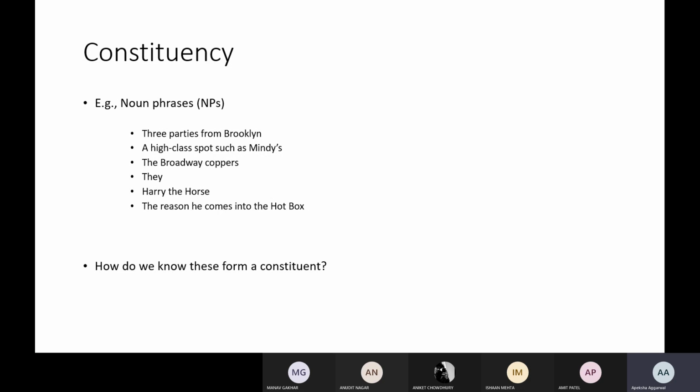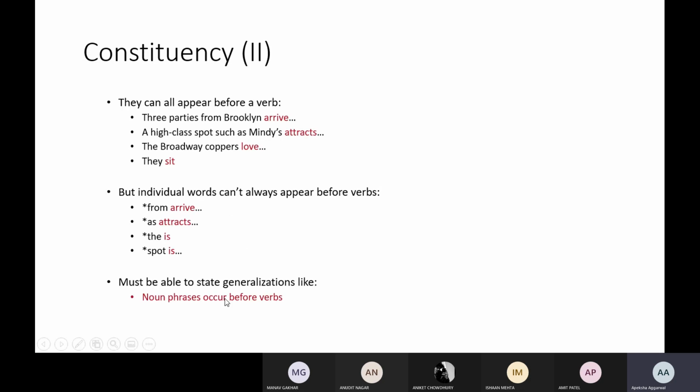Similarly, how do we know that these words form a constituent? A constituent is just a set of words which constitutes a phrase. Now, how do we know that these form a constituent? First of all, they all can appear before a verb. For example, three parties from Brooklyn arrive, where arrive is the verb, and the whole noun phrase appears before the verb. But individual words cannot always appear before the verb. For example, from arrive does not work, but three parties from Brooklyn, this whole thing constitutes a noun phrase, while this from does not. So in the general scenario, if we have a verb, anything that is before the verb is a noun phrase, and we must be able to state generalizations like a noun phrase occurs before verbs. This is called constituency, a set of words appearing together.